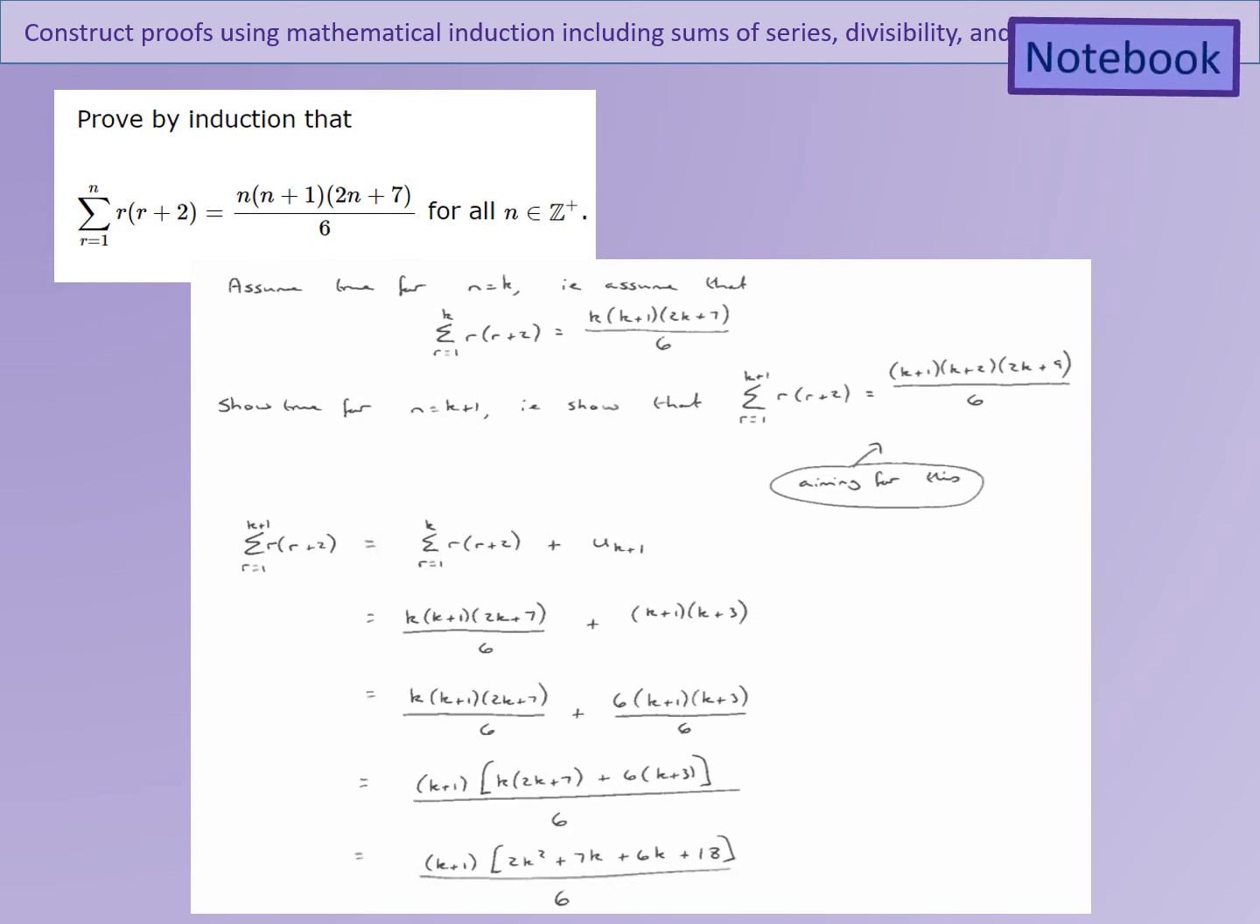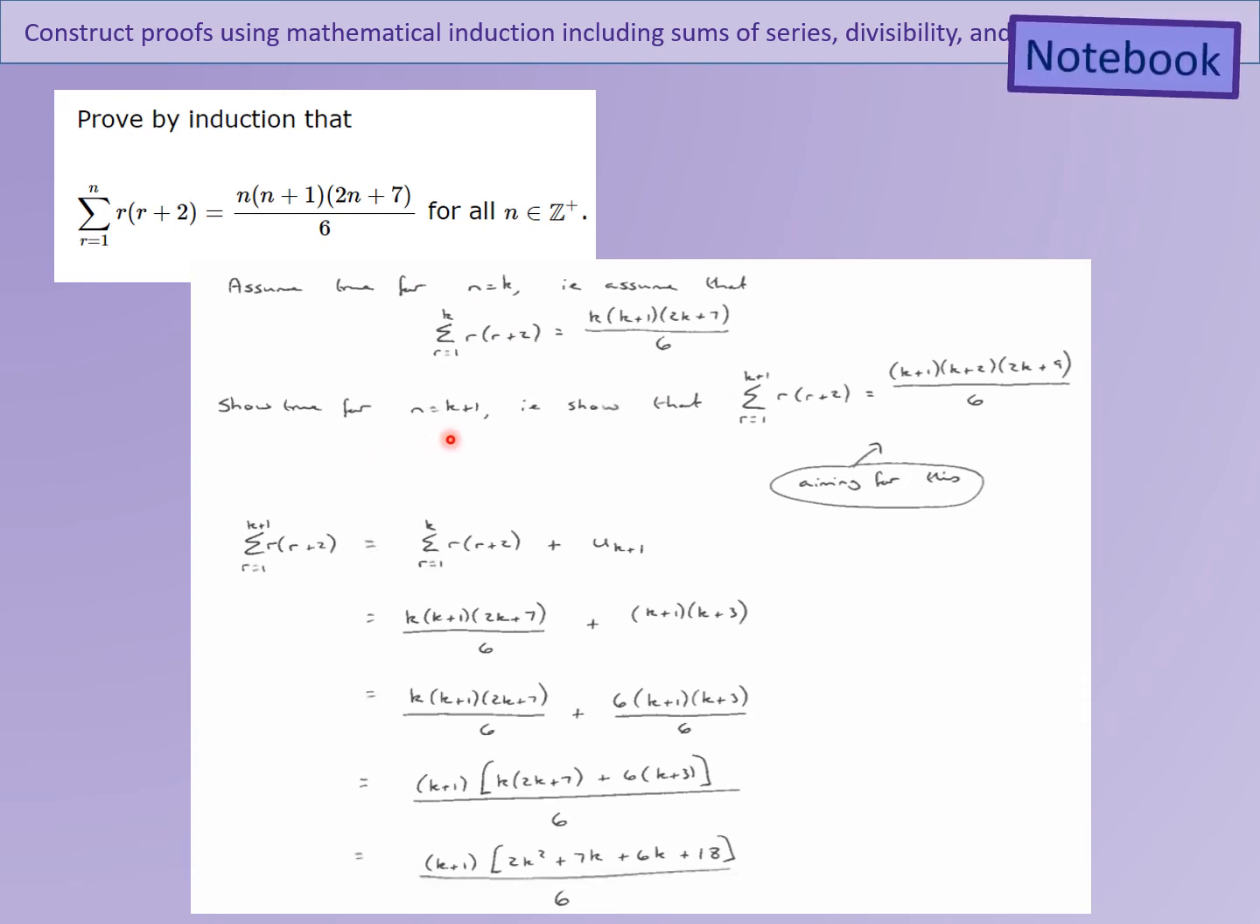So the first step is to write down our assumption that it is true for n equals k. So write down the thing you are assuming. We are assuming that the sum from r equals 1 to k of r, r plus 2 is, I'm just going to substitute k in for all of the n's, k, k plus 1, 2k plus 7, all over 6.